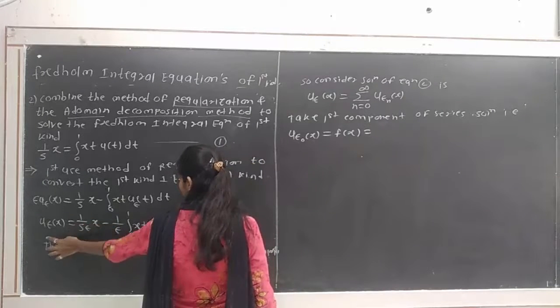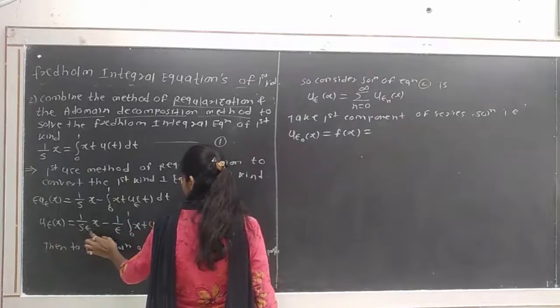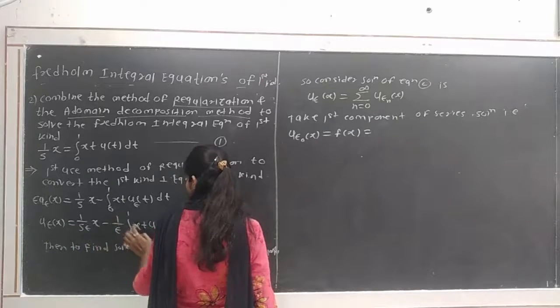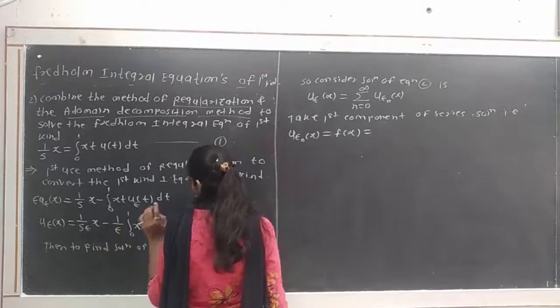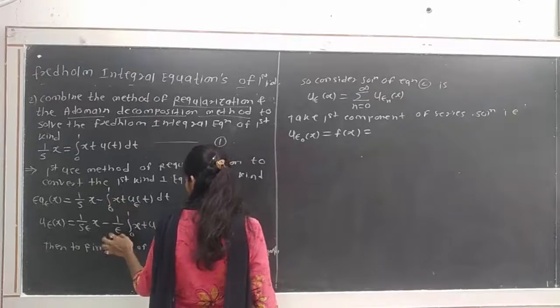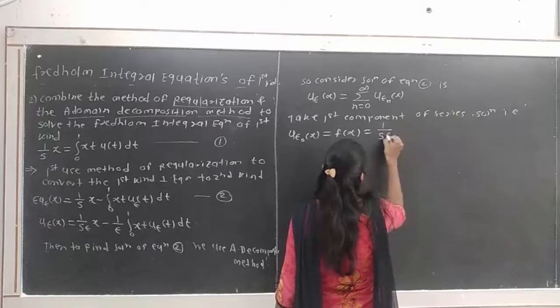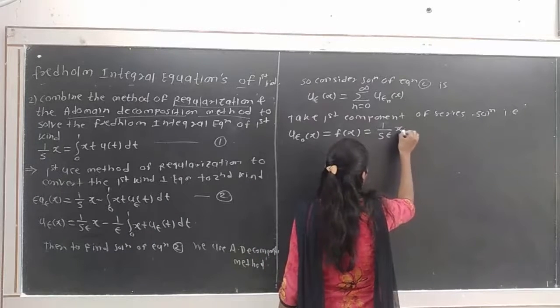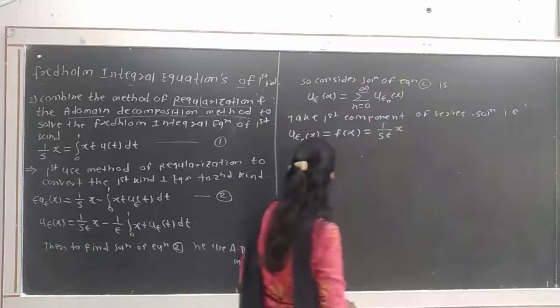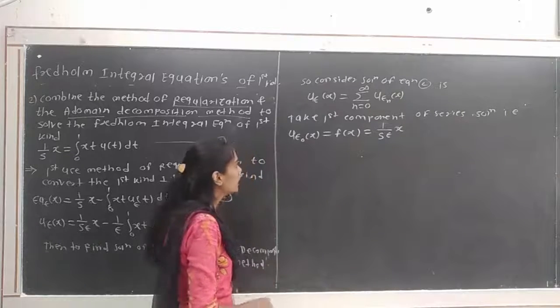If we compare this with the standard non-homogeneous Fredholm integral equation, then we get f of x. The standard form is u of x is equal to f of x plus lambda integration from a to b k of x t into u of t dt. We compare this with this, and we get f of x equal to 1 by 5 epsilon into x, which is the first component of the series solution u epsilon 0 of x.